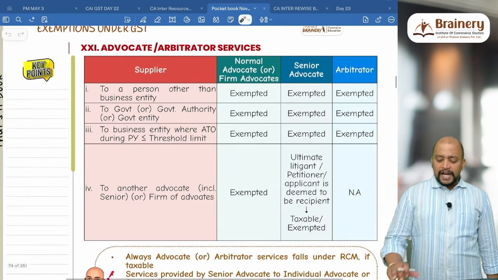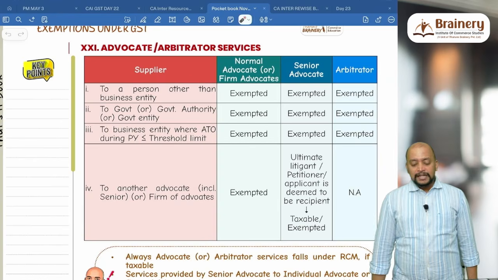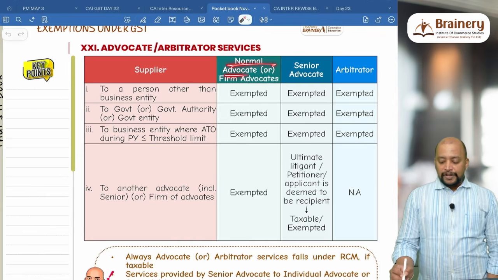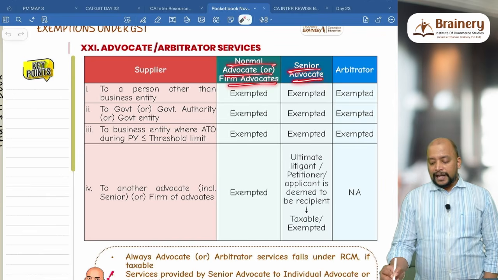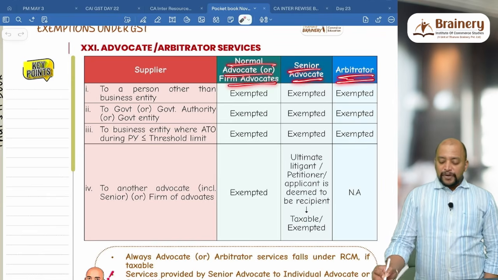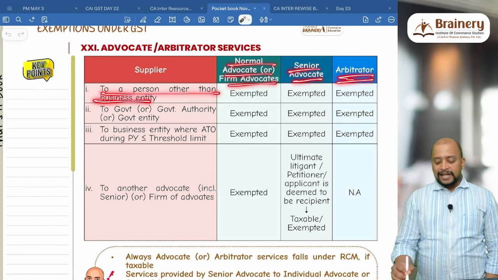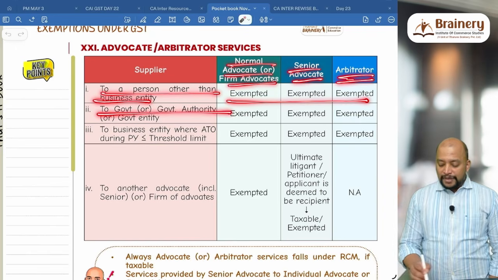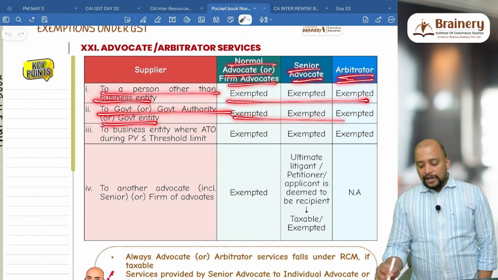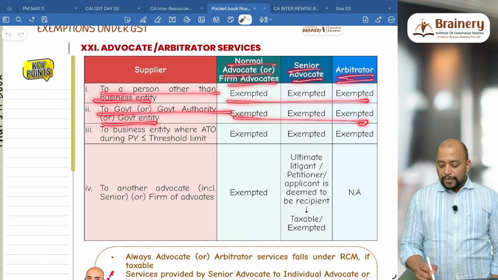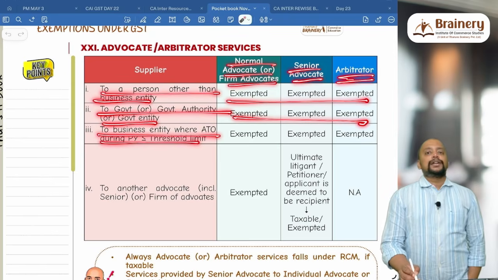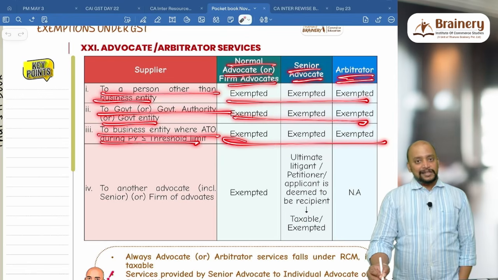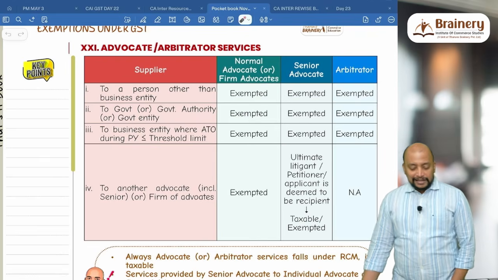Then next we have advocate or arbitrator services, and in case if the supplier is normal advocate or firm of advocate or senior advocate or arbitrator, and they provide service to a person other than business entity, in all these three cases it is exempted. If they provide service to government, government authority or government entity, all these three cases it is exempted. If they provide service to business entity whose aggregate turnover during the previous year does not exceed threshold limit, in all these three cases it is exempted. In other cases it will be taxable.